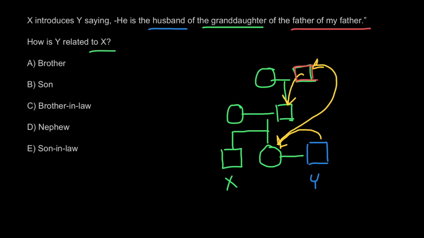So how are person X and person Y related? Person Y is going to be a husband of person X's sister. So he is going to be a brother-in-law. And this is answer C.